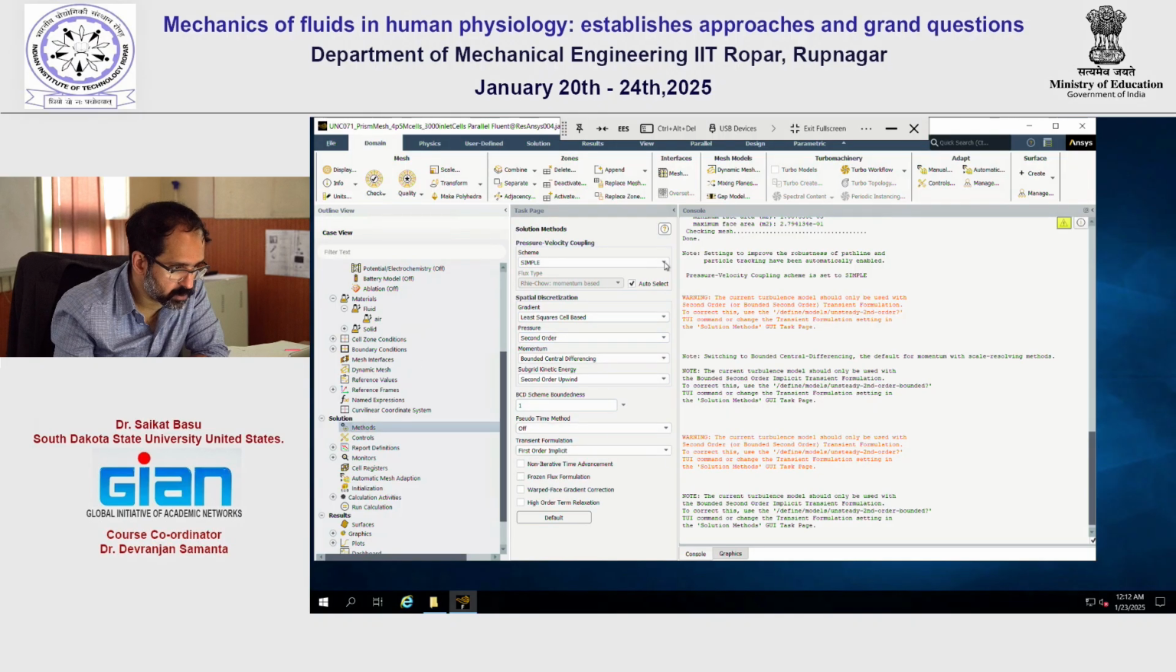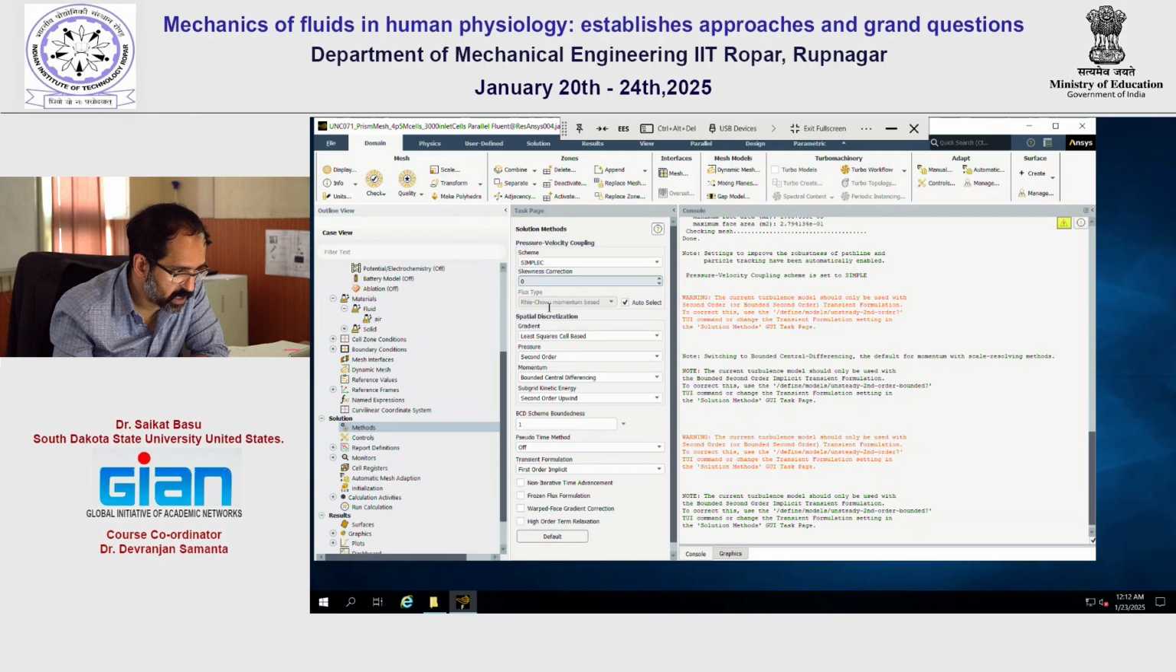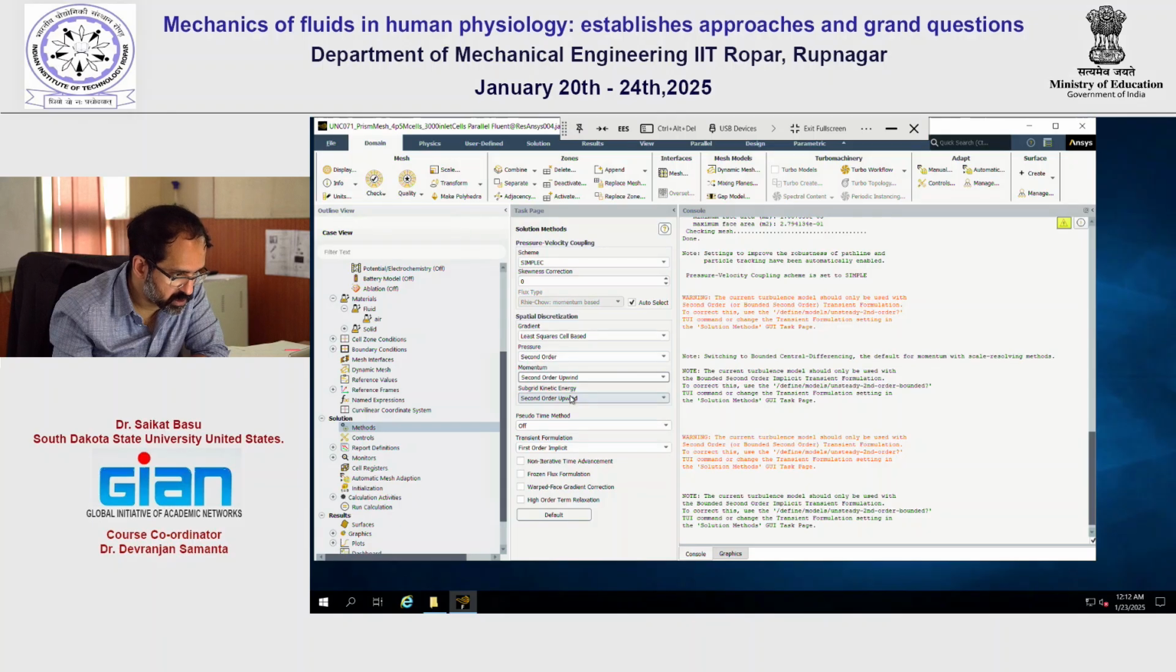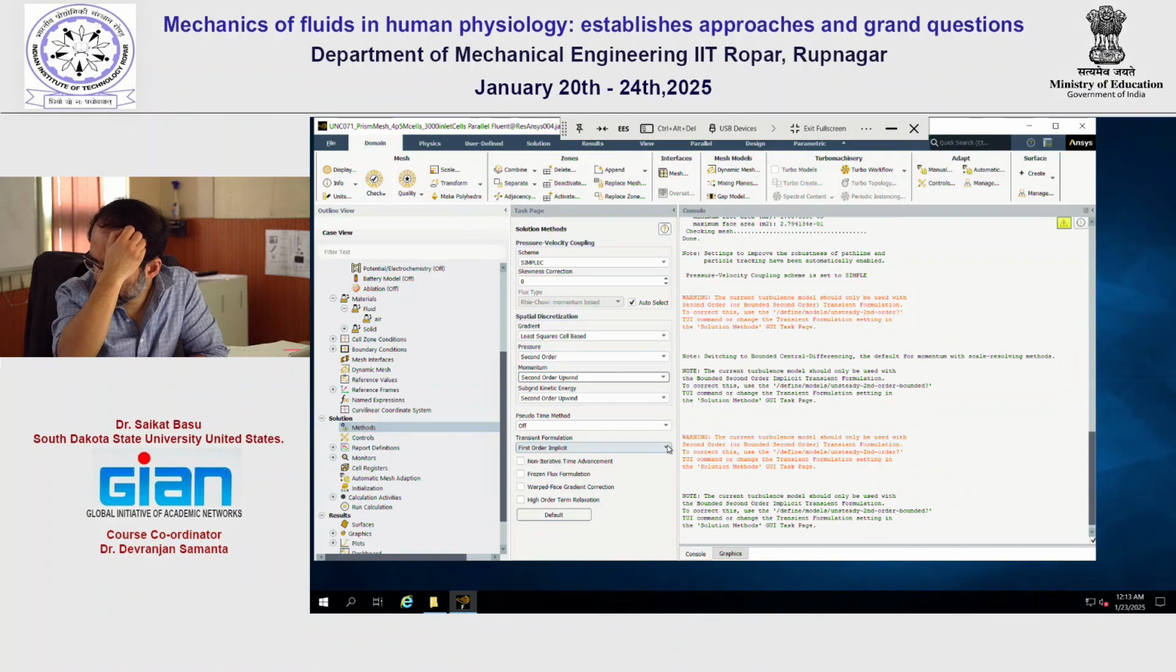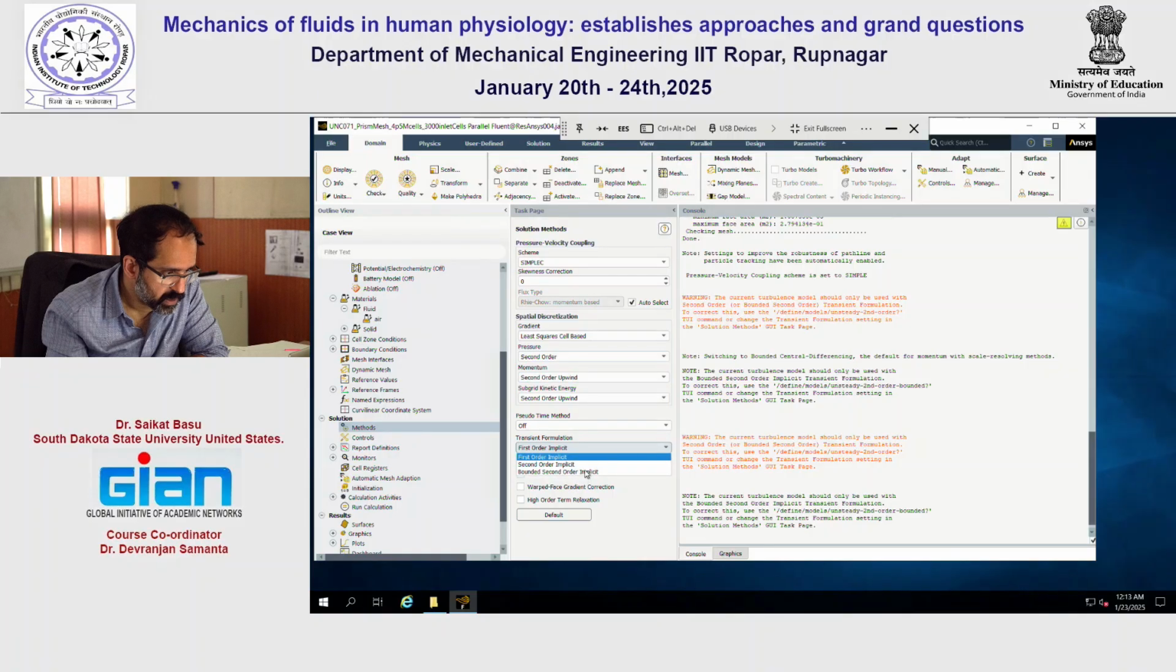Now come to the methods. So under the methods, we are going to use Simplec, and let's keep everything second order. But one thing that I did a mistake on a few months back with one project was, for the transient formulation, you should use either second order implicit or the bounded second order. So I think I have updated the protocol accordingly. Don't use the first order implicit because there could be some errors. So let's use bounded second order implicit.